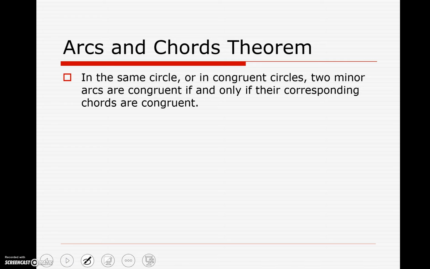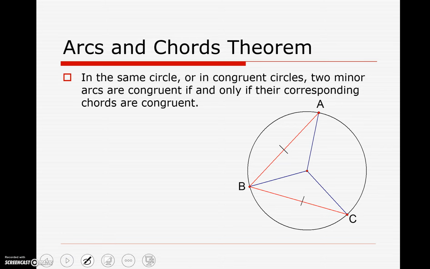Our next theorem is in the same circle or in congruent circles, 2 minor arcs are congruent if and only if the corresponding chords are congruent. So what we look at here, we have this arc AB and this arc BC. We know that they're going to be congruent because these 2 chords that are formed here are also congruent. So since those are going to be congruent, these angles are going to be the same, so their arcs are going to be the same.